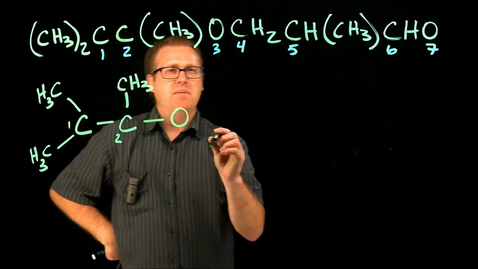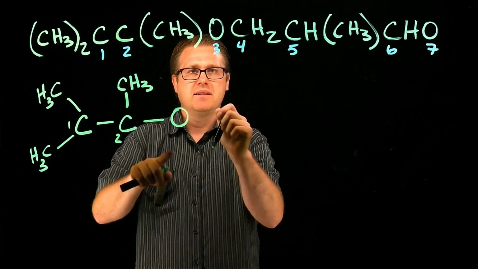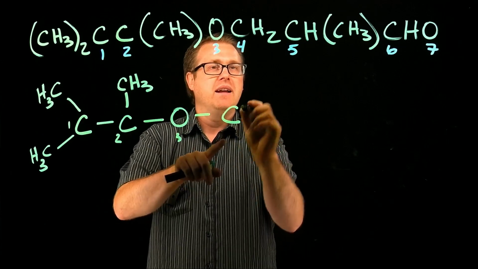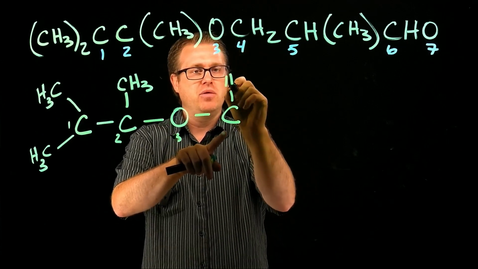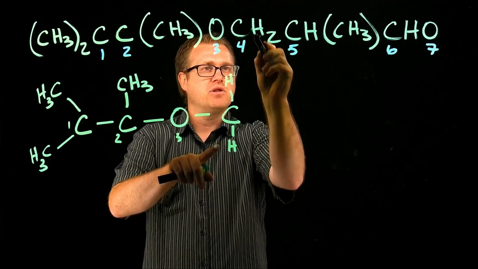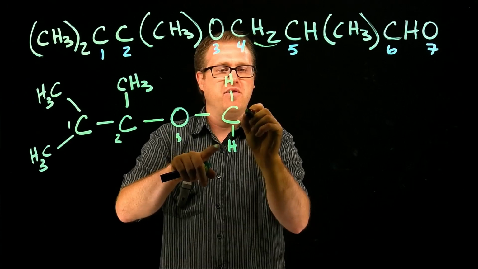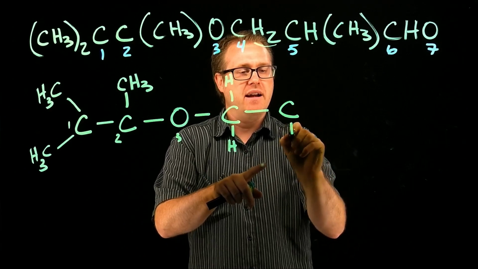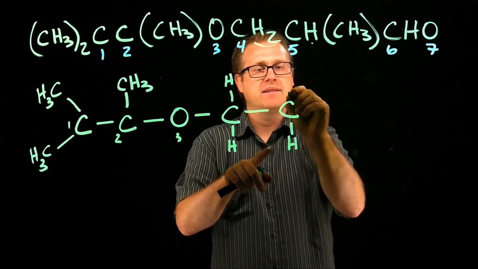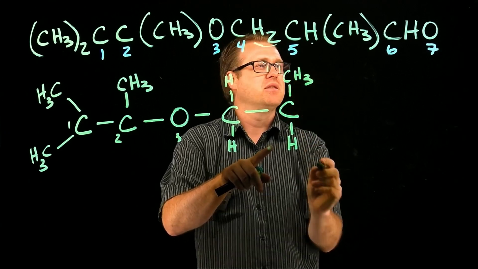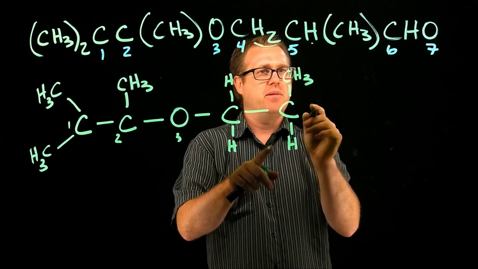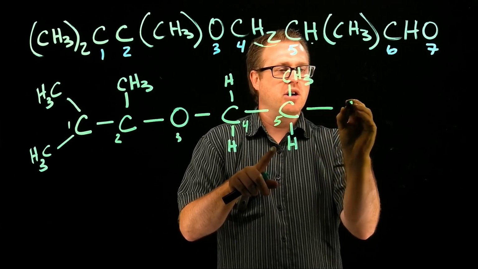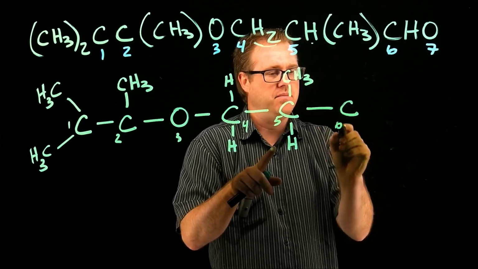Now let's keep going here, and we'll come back to this. So that's oxygen 3, and then that is bonded to carbon 4, and carbon 4 has 2 hydrogens on it. Those 2 hydrogens right there. And carbon 4 is bonded to carbon 5, which has a hydrogen on it, which also has a methyl group attached. And then that carbon right here, so that's carbon 4, that's carbon 5, and that is bonded to carbon 6. And look at this.